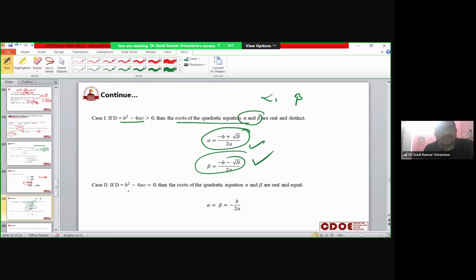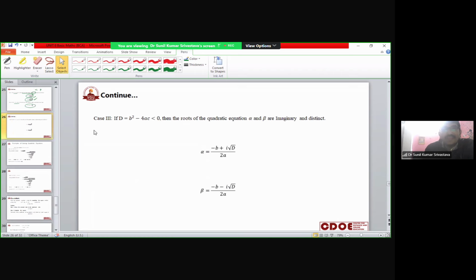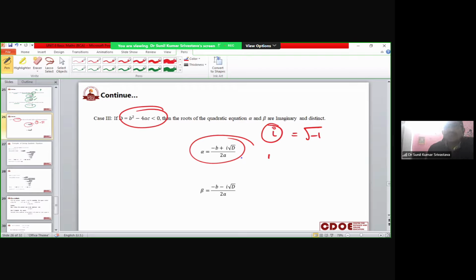If the discriminant is equal to 0, the roots will be equal. And if the discriminant is negative, b square minus 4ac is negative, the roots will be imaginary. The imaginary notation iota is defined by the square root of minus 1, so iota square is equal to minus 1. The roots will be in imaginary form.